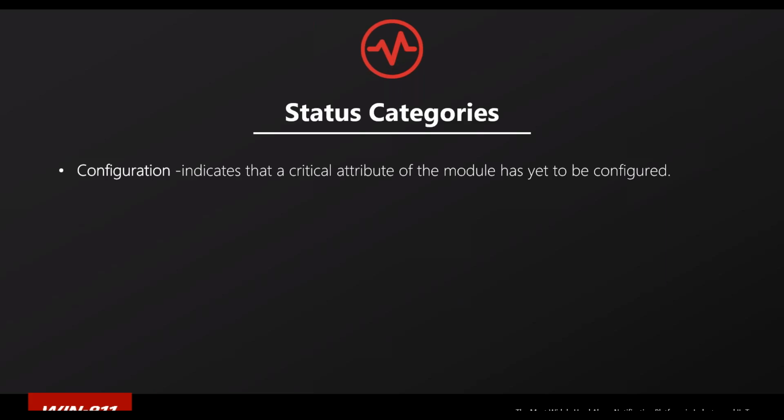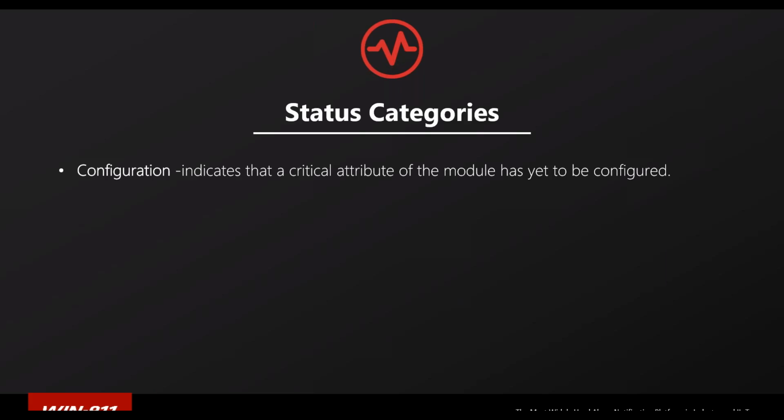A configuration category is going to indicate that a critical attribute of the module hasn't yet been configured. So in the case of something like a data source, it could mean that no application has been configured. It could be that you do have an application configured, but you don't have at least one subscription or a tag created, so it's not going to actually work. In the case of notifiers, you've got to have a gateway configured for Win-911 to function properly. That's why you saw that warning about mobile not having a gateway. So that's a configuration problem.